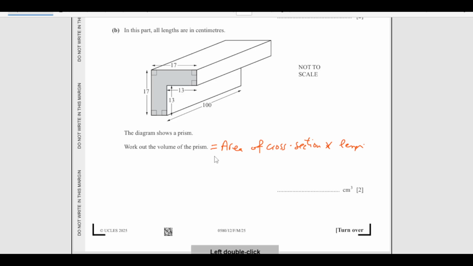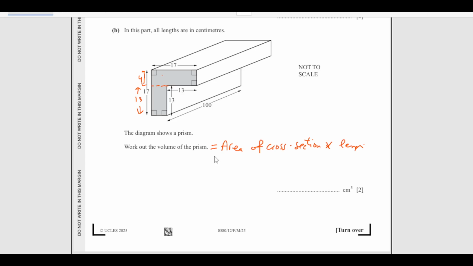So area of cross section is this shaded part here. We can divide this into two parts like this, right? So this is 17, and here it is, how much is this? This is 13, so this is going to be 4, right? Here it is 13, from here to here, upstairs, because the whole is 17, so this part is 4.